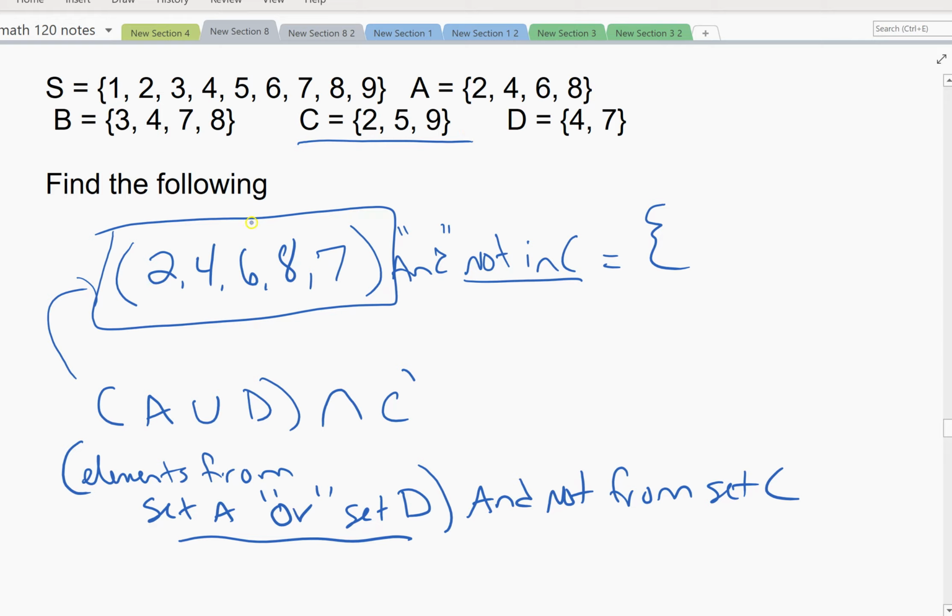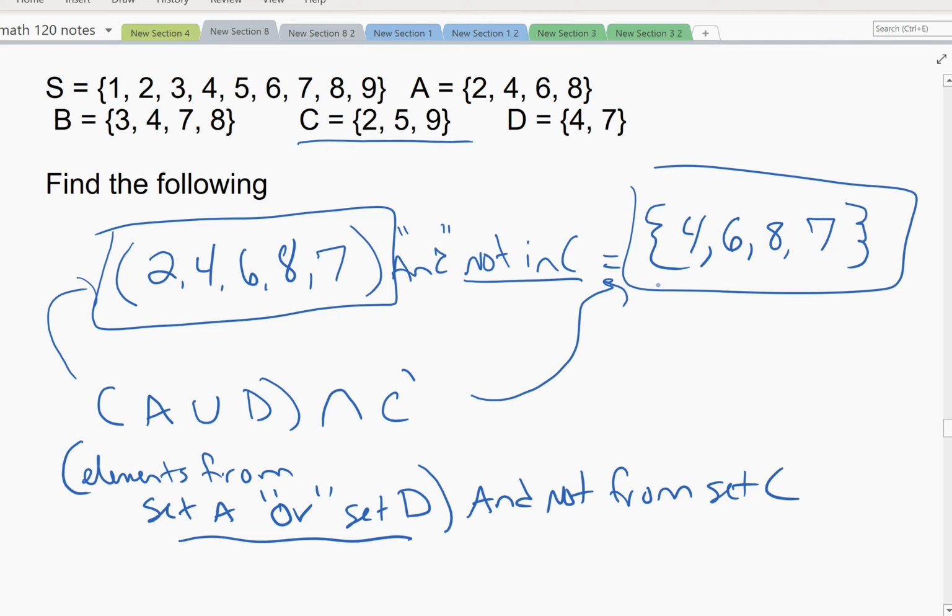So 2 is not included because it's in C. 4 is, because it's not in C. 6 is not in C. 8 is not in C. And 7 is not in C. And so there is my final answer. There are all of the elements from set A or set D and are not from set C.